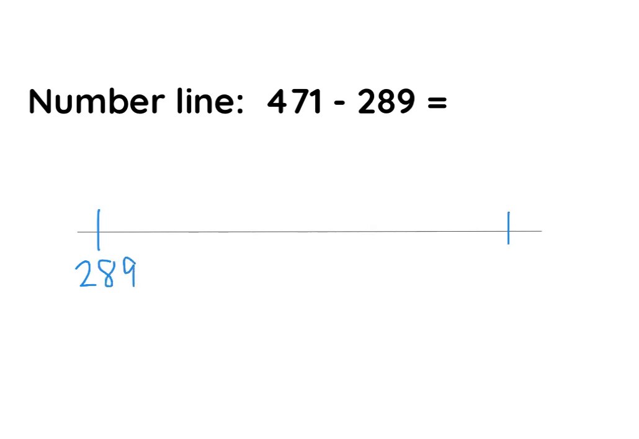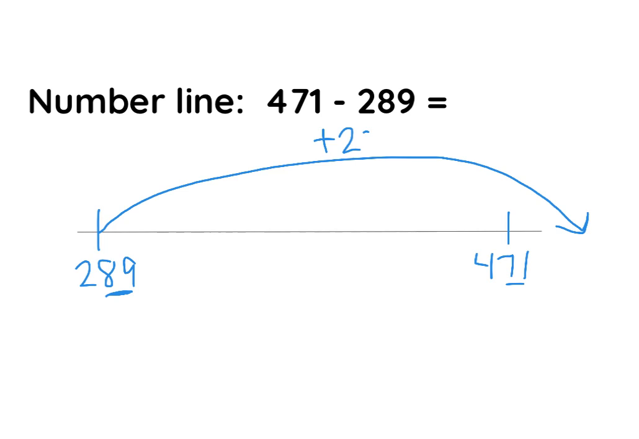289. We need to get to 471. Notice this is kind of close, so you might want to zoom all the way past it by adding 200. 289 plus 200 equals 489. Oh, we went too big. Subtract. Well, what's 89 minus the 71? 18. So we need to subtract 18.